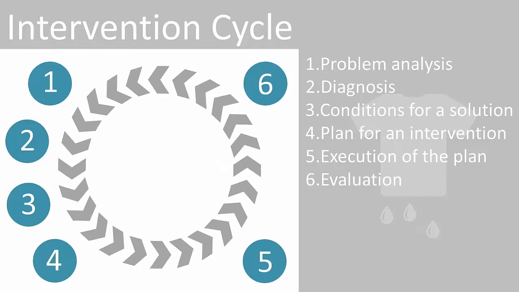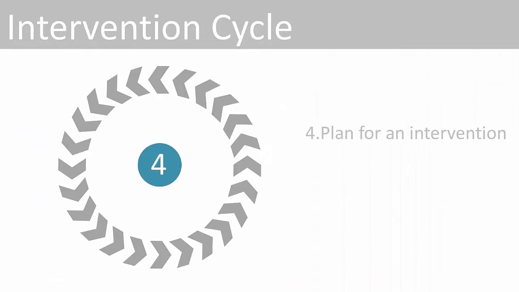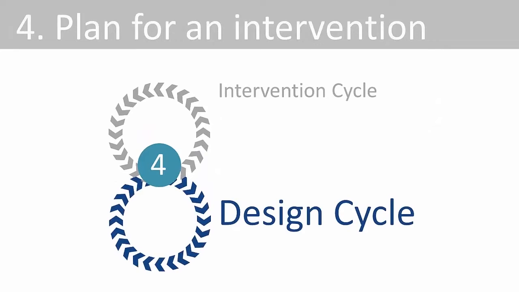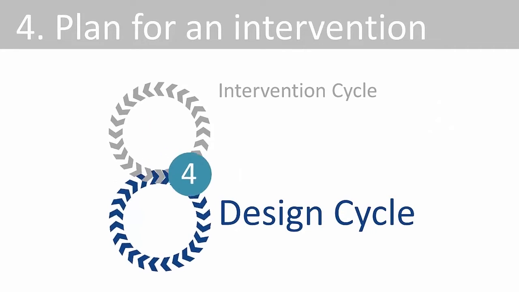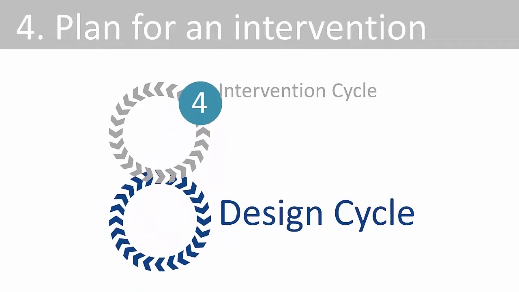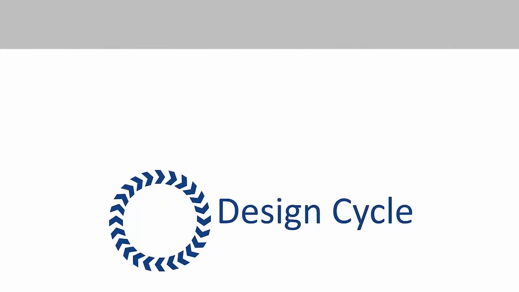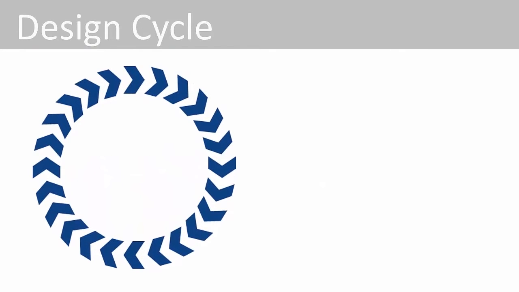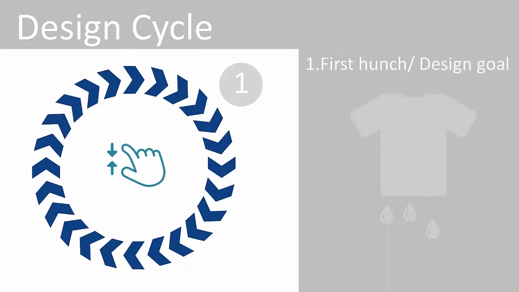The first 3 steps seem quite self-explanatory. But when at the stage of creating a plan for an intervention, the situation might demand another cycle to be used in the process, the design cycle. Via the process of the design cycle, a plan for an intervention can be developed, and when finalized, used to follow up on the intervention cycle. And yes, of course, the steps in the design cycle have a logical order too.